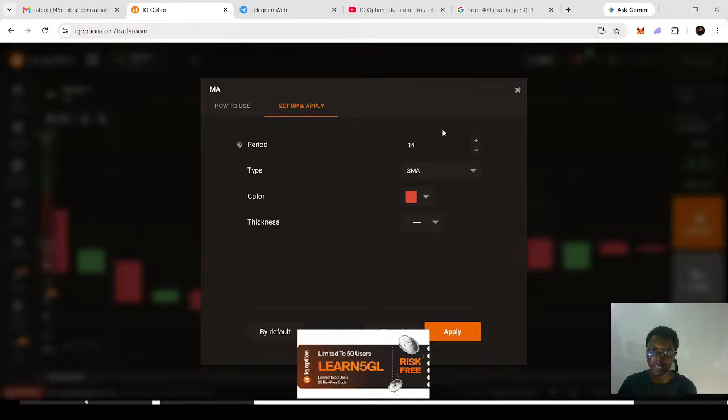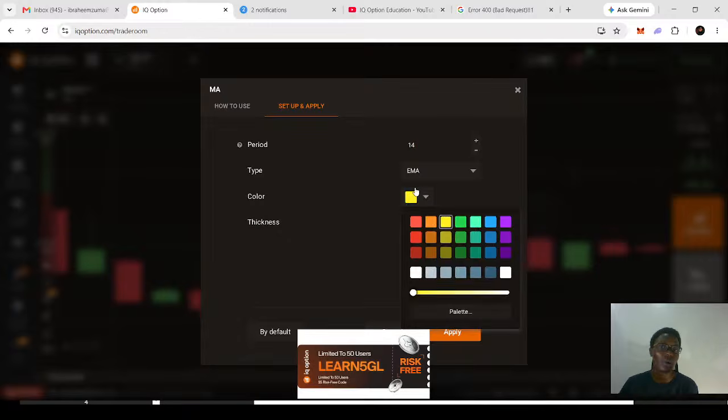Now we have the EMA 14. And then the lines, you can change them to thicker lines so that you can see them clearly. These are very thin lines, but you can change them to thicker lines. Okay, we are changing it to thicker lines, and here is the color. So we're going to change this color to yellow. You can use green, you can use whatever color you are comfortable with. The point is just use colors that would be visible to your eyes, and you can understand them.